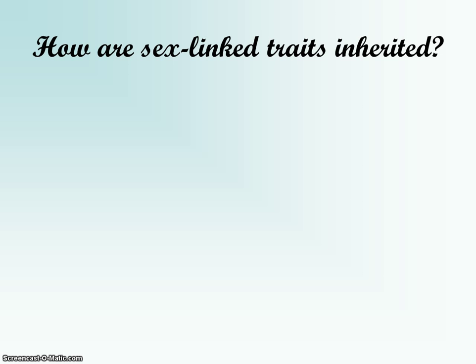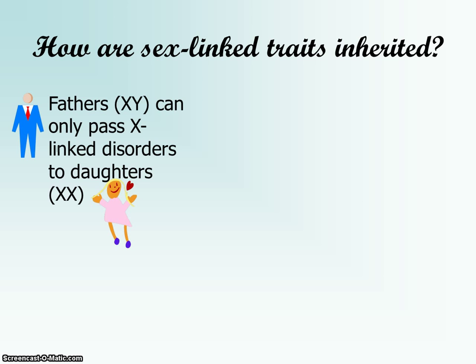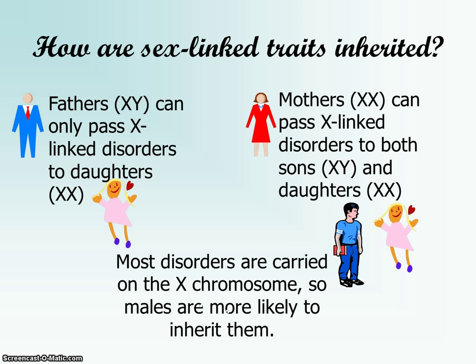But how are these sex-linked traits passed on? Usually, they're passed on through the X chromosome. Most of the time, they're going to be attached to one of the X chromosomes, and so when that X chromosome is passed on, whoever receives it is going to get that allele, that trait. Now, depending if it's a girl or boy, will it show up? If you look at this example, dad is XY. He can only pass on an X to a girl. He can only pass on a Y to a boy. Mother is XX, so she's going to be able to pass on X's to a boy or a girl.